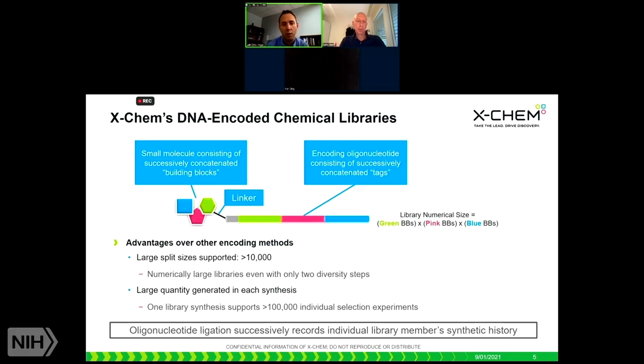Some of the key advantages over other encoding methods include the large split sizes that are supported with DNA-encoded libraries. We can incorporate over 10,000 building blocks in libraries. And another key point is, once we make a library, that library lasts for a very, very long time. So we can use a library in over 100,000 individual selection experiments.